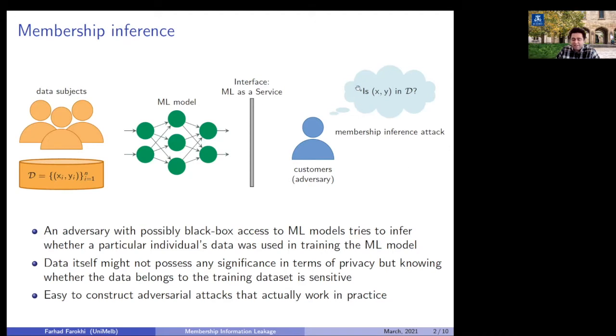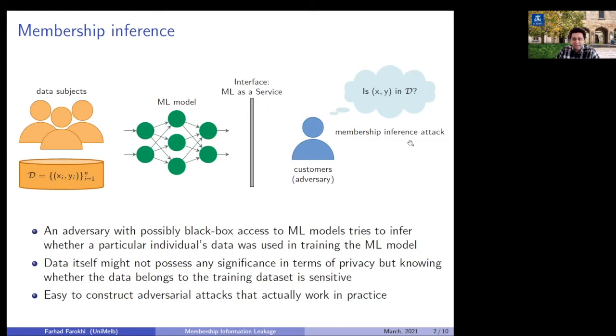So the adversary has the data of an individual in mind. They come and query the model, and get a Y hat, which is the label or the output of this machine learning model. Then based on the data that they have, X and Y, and the output of the machine learning model, Y hat, they try to figure out if this X and Y is in the training data set or not. Most often, they have black box access to the model, so they don't know the weights in the model, but they would know the output of the model.